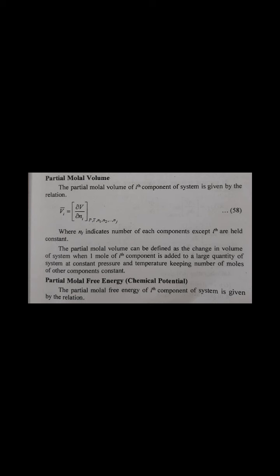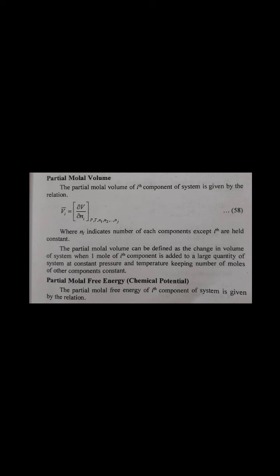That means if you have a system and there is a change in volume taking place due to the addition of 1 mole of the ith component at constant temperature and pressure, keeping the number of moles of the other components constant. That is, what is the effect of the number of moles of the ith component on the change in volume of a large quantity of a system? That effect is nothing but the partial molar volume, right?